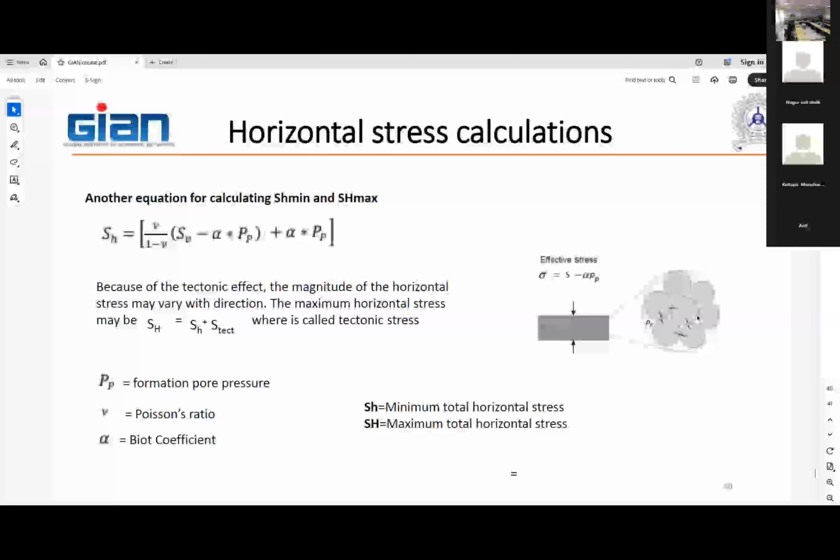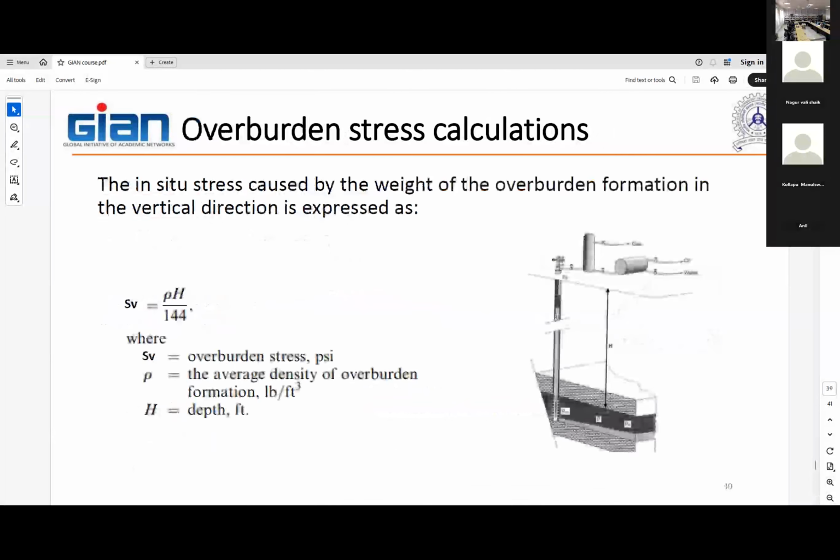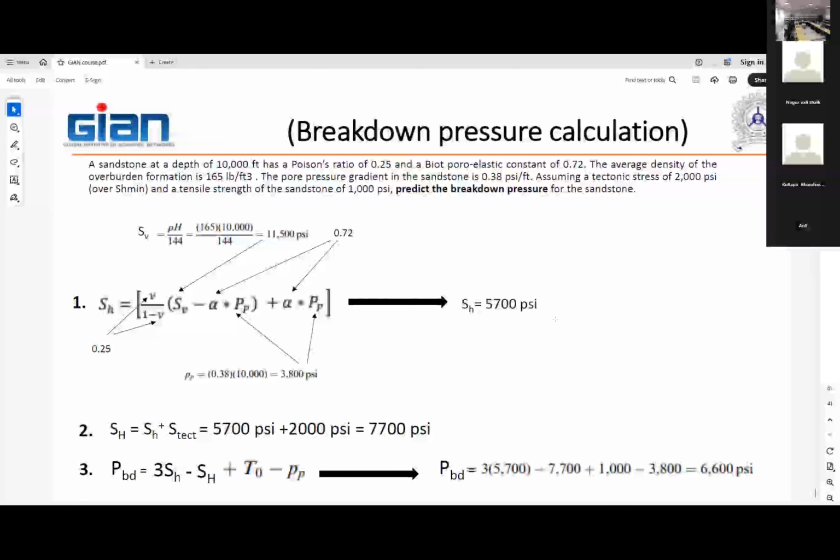So that is it. I showed you two calculations, one for calculating the fracturing parameters, and the other one is what? Calculation of the breakdown stress. Okay, now if you have any questions, please go ahead.